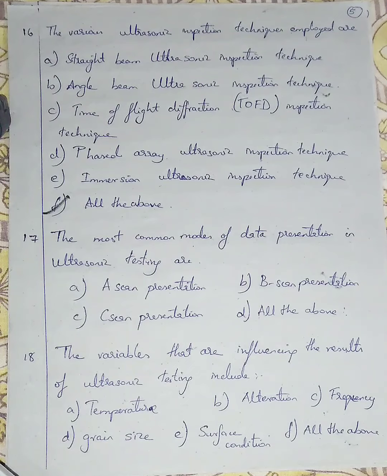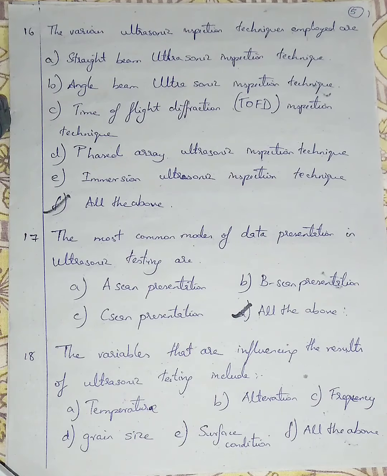Question number 17. The most common modes of data presentation in ultrasonic testing are. The common modes of data presentation are just 3: A scan presentation, B scan presentation and C scan presentation. How you will present this data in ultrasonic testing? Means you are getting some results, and those results are presented in 3 formats: A scan, B scan and C scan presentation. So I am going with option D, all the above.